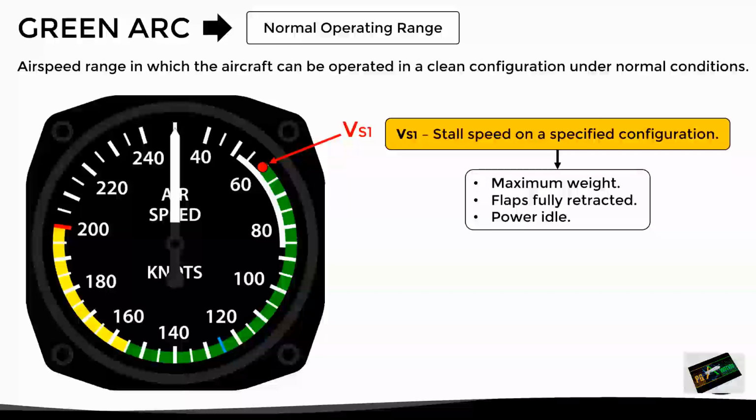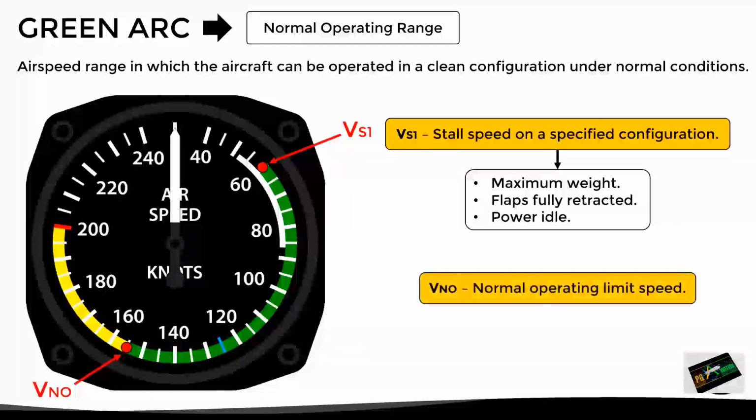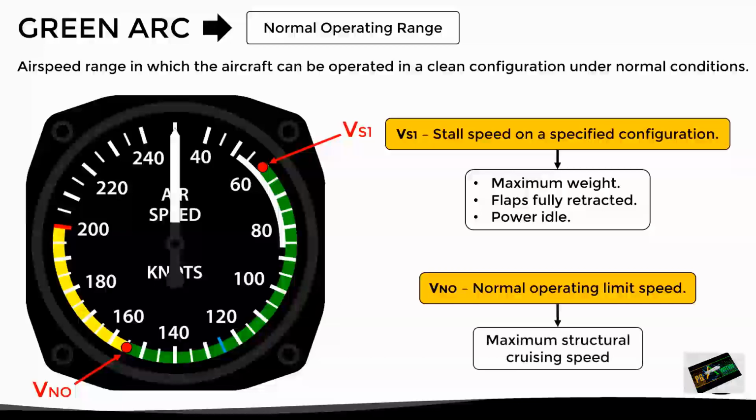Now, the speed at which the green arc ends is the VNO. This is the maximum normal operating speed, although it is also sometimes referred to as the maximum structural cruising speed. And as its name suggests, this is the maximum speed at which the aircraft would fly under normal conditions, since if the aircraft flies above this speed, it will have more limited tolerances in terms of structural integrity. This means, in other words, that when flying above VNO, the pilot must exercise extra caution in order to keep within the structural limits of the aircraft.